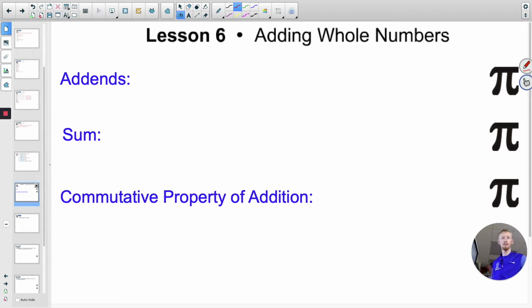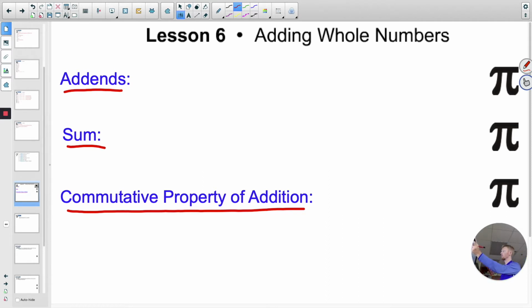All right, fifth grade, lesson six, adding whole numbers. Make sure you label a new page in your notebook. And then what I want you to do is write down these words in blue here. Those are like vocabulary words. So write those down in your notebook. You have add-ins, you have sum, you have commutative property of addition, okay? If you wanna write them in a different color, that's fine too.